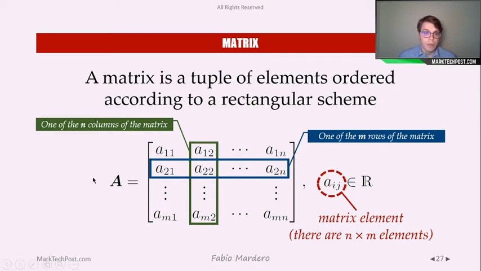Here is represented the matrix A, which has m rows, here we have the first term, and n columns, here we have the second term that goes from 1 to n. Every A term, for example A11, is a matrix element, and since there are n columns and m rows in this matrix, there are n times m elements.